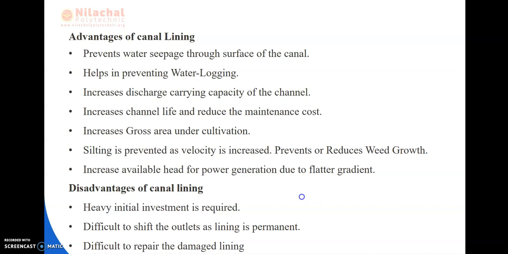Next, we will be reading about disadvantages of the canal lining. Heavy initial investment is required. Difficult to shift the outlets as lining is permanent. Difficult to repair the damaged lining. If berm is absent in the lined channels, the safety to vehicular and pedestrian traffic gets reduced. So this is all about the advantages and disadvantages of the canal lining.